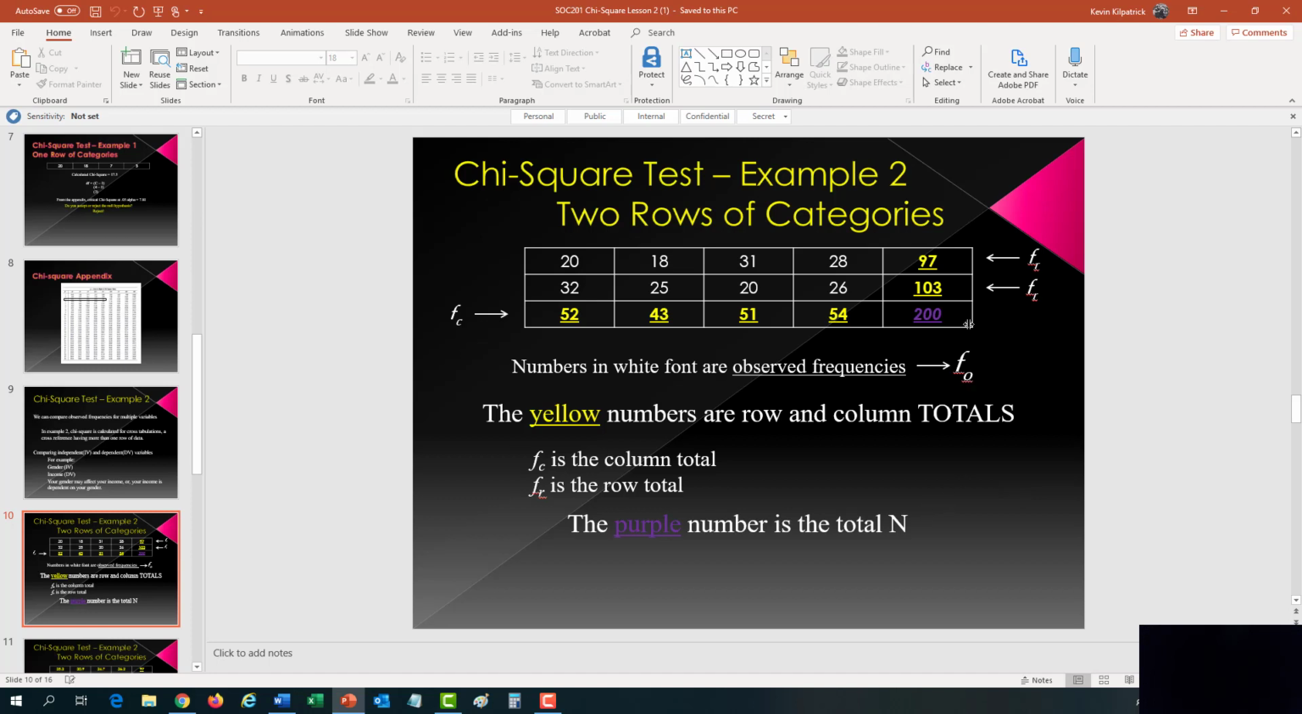And then the large number at the bottom right is the total n. That means if you added up all 8 numbers, you would get 200. The total of these four column totals is 200, and the total of these two row totals equals 200. And you need all of these numbers in order to work through this problem.